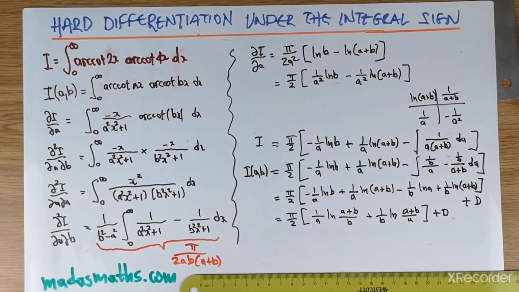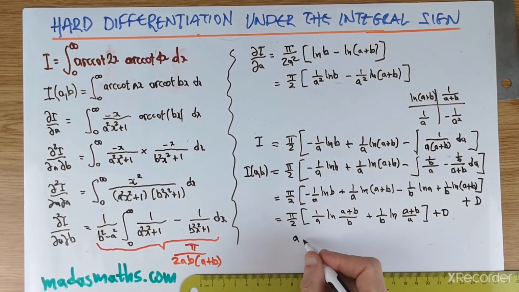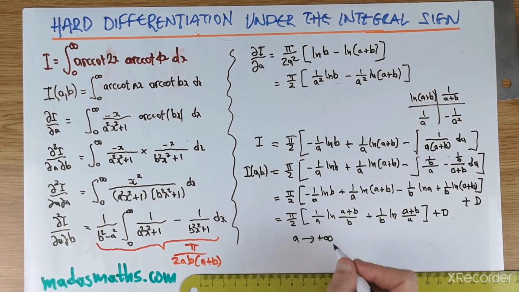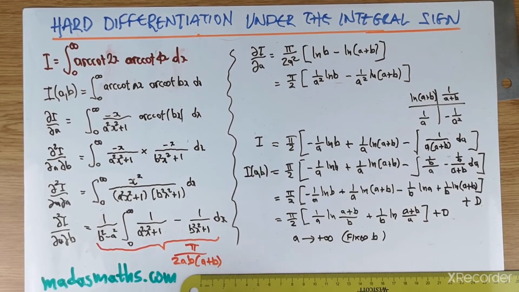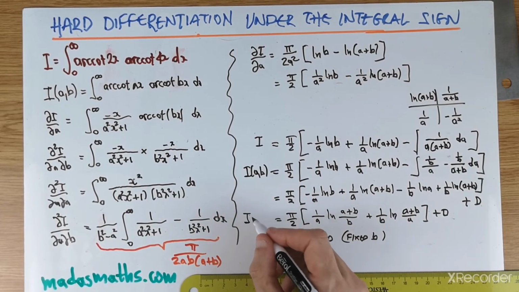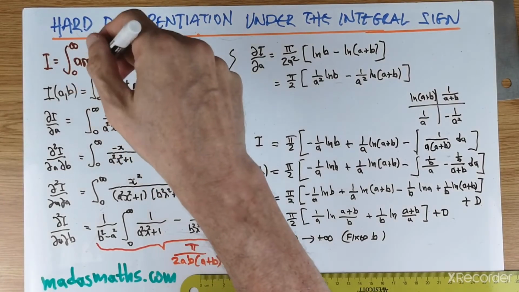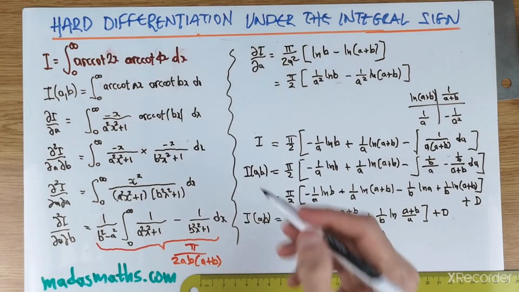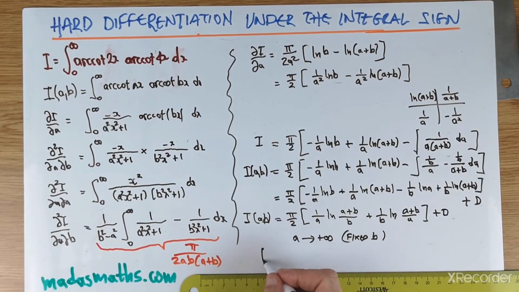So what do we do this time? The last time we let b go to infinity. This is symmetrical, so almost certainly I'll change it if it's not the case. A goes to positive infinity for some fixed b in order to work out my constant d. So what is my I? Remember, this is now I of a and b, and I of a b is in fact the integral from 0 to infinity.